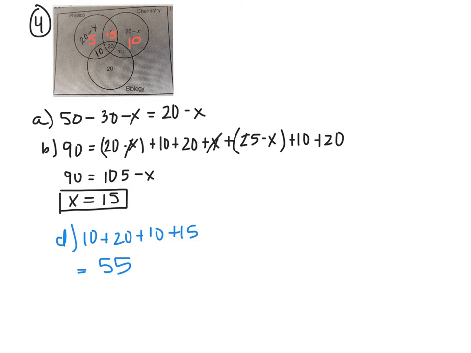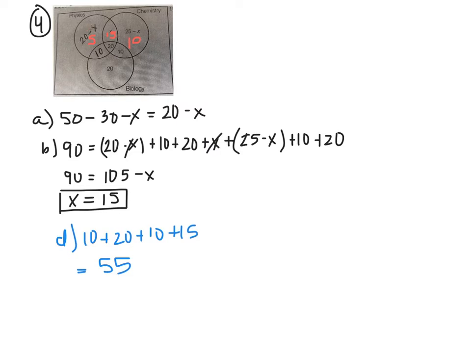Number 4 gives us a lot of information about students who are studying physics, biology, or chemistry for the IB diploma candidacy, and then gives us a Venn diagram with some information and asks us some questions. So part A wants us to express the number of students who study only physics in terms of X, so we're trying to fill in this section right here.